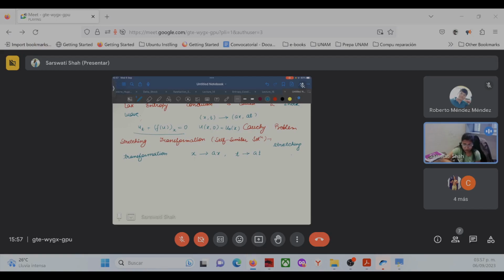Do I need to show it to you, or is it clear? Anyone? I didn't get the question. I am saying that if we change our coordinates x to ax and t to at, basically we are stretching the coordinates, then this partial differential equation will be unchanged. So do I need to show it? No. Okay.